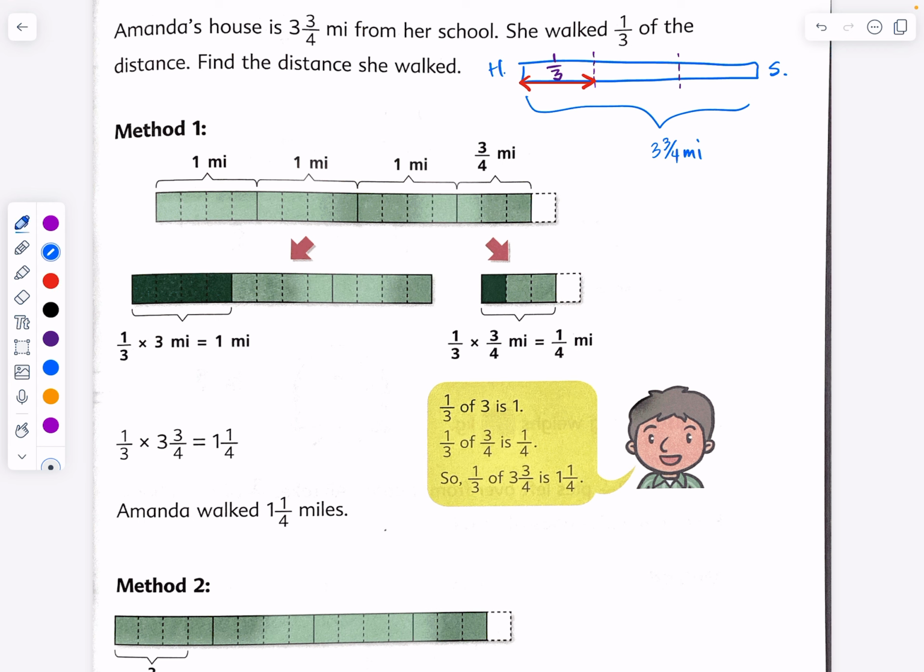So let me write it down. It's 1/3 of 3 3/4 of a mile. And how do we translate 1/3 of something in math? It is multiplication, right? We learned it in 5th grade. We learned a lot about it and used it in practice. My friends, there are 2 ways to solve this. Let's first do method 1, which is described, but I'm going to do my own handwriting.